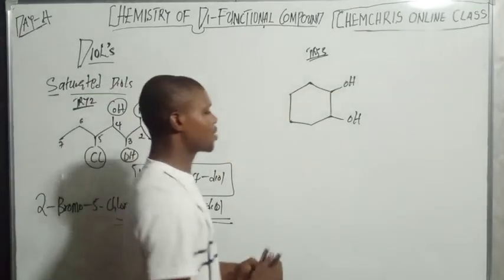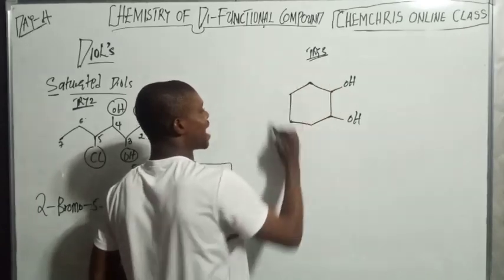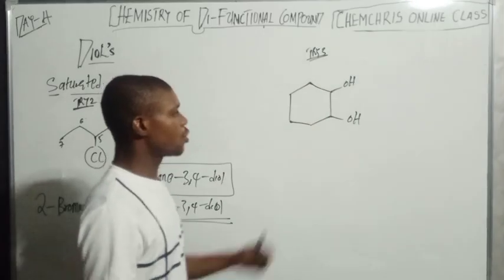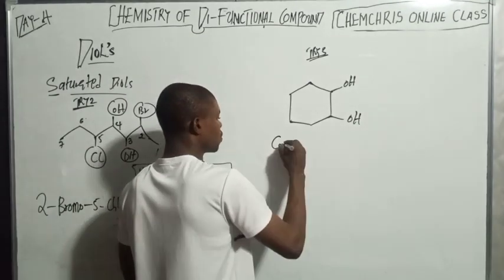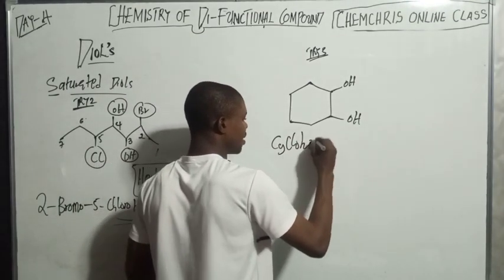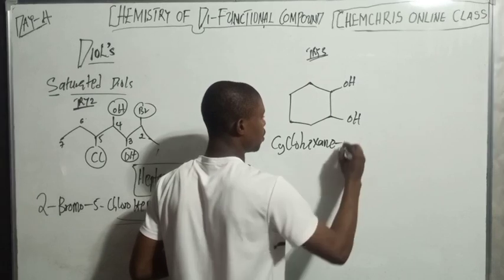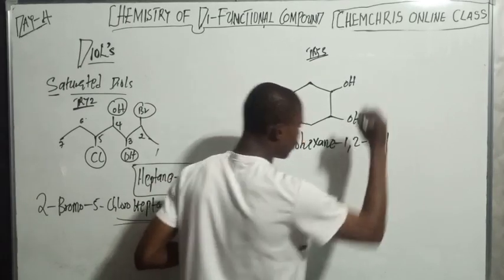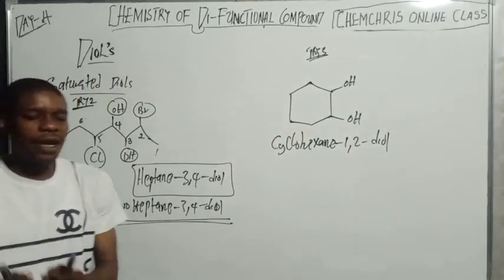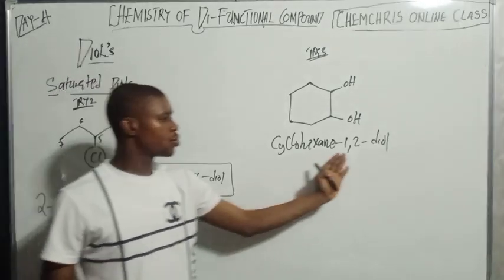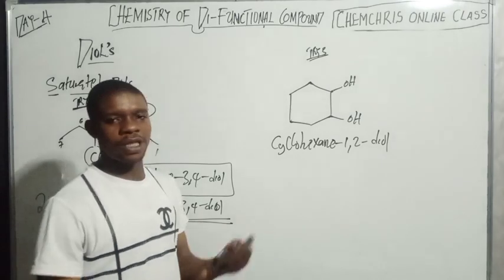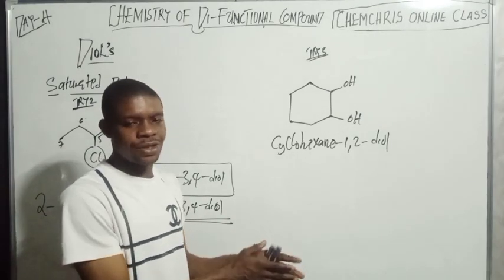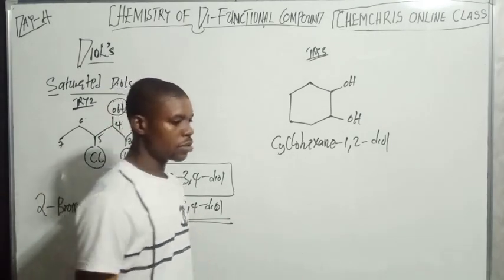Yeah. So let's go. Now, we call it cyclohexane, right? So here we have position one and position two. So it will be cyclohexane 1,2-diol. That is the name. Do you understand? You can see how easy it is. Naming of diol is really that simple.